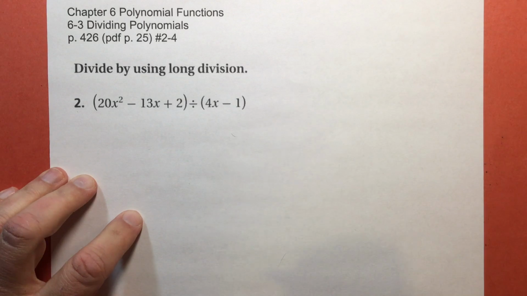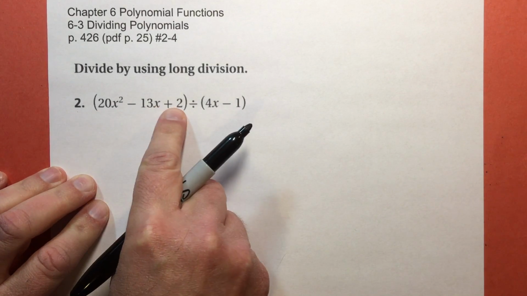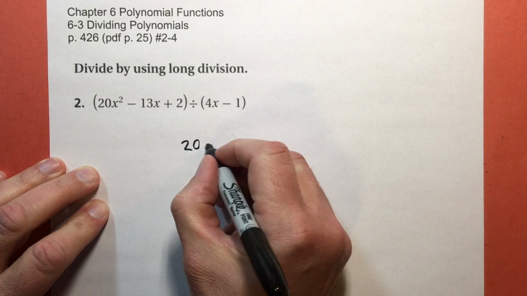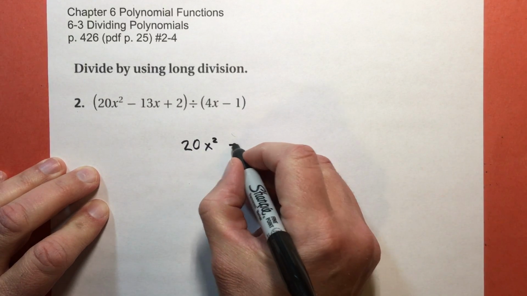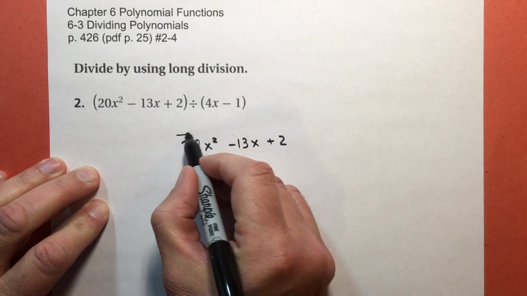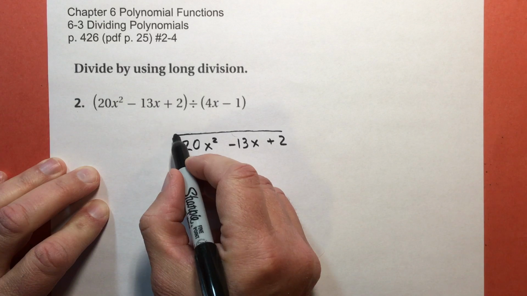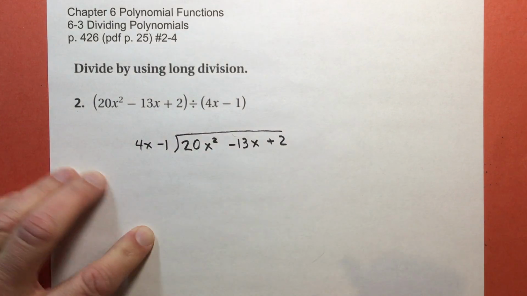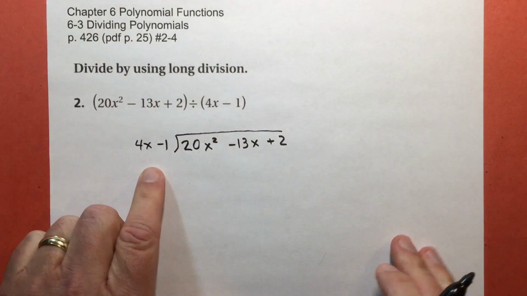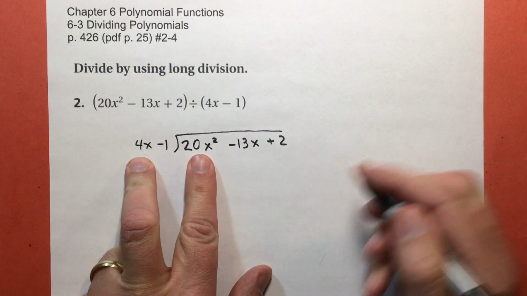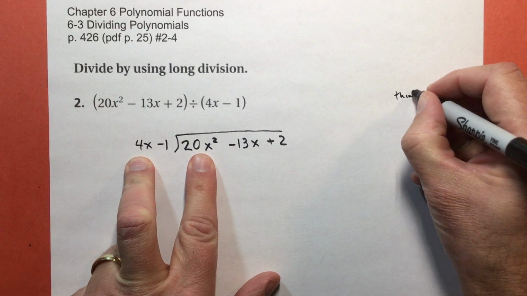All right, so I'm gonna use long division. This is in standard form, and I'm not missing any terms. So I'm going to write 20x to the second power, subtract 13x plus 2. And I want to make this nice and pretty. 4x subtract 1. All right, so I'm going to start with the 4x and the 20x squared. I'm just start with those two. Put them like right there. This is what I'm thinking.